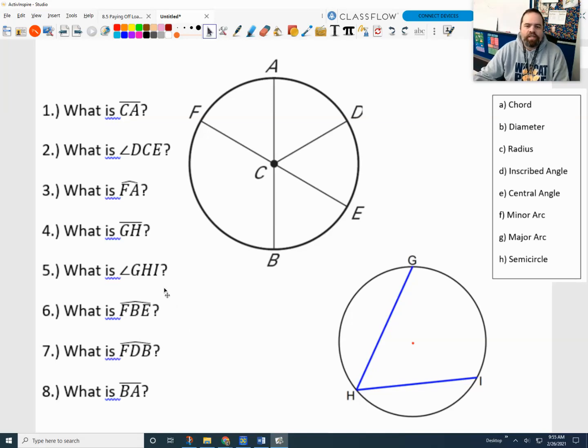All right, ladies and gentlemen, consider this EdPuzzle your Unit 8 test review. If you can do everything on this EdPuzzle, the test is going to be a piece of cake. Well, let's get started here. The first part of your test is vocabulary.